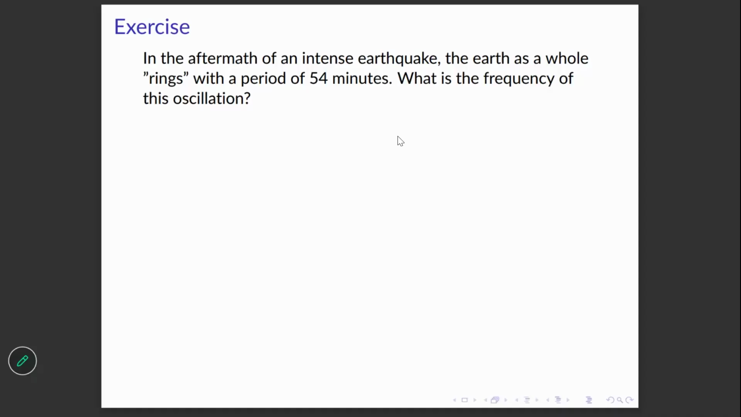Okay, now if you know period in seconds, how do you get frequency? Did you get 1 over period equals frequency? You should. The correct answer is 0.0003, or 0.00031 if you want to be more precise.